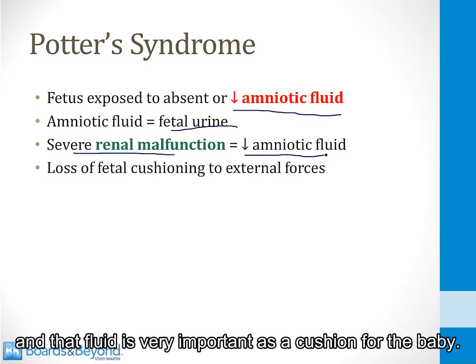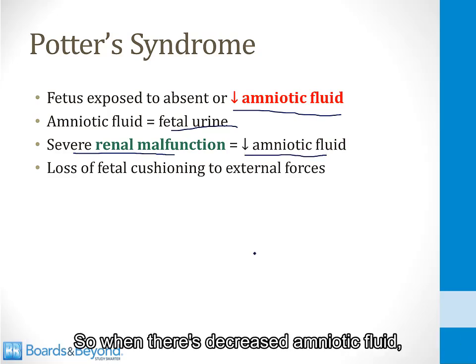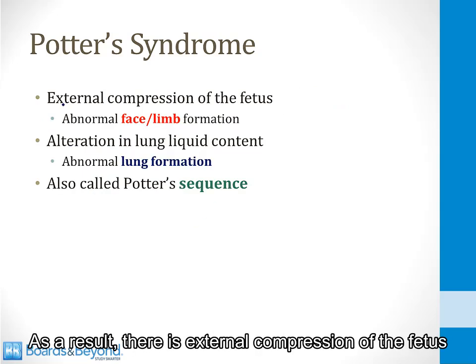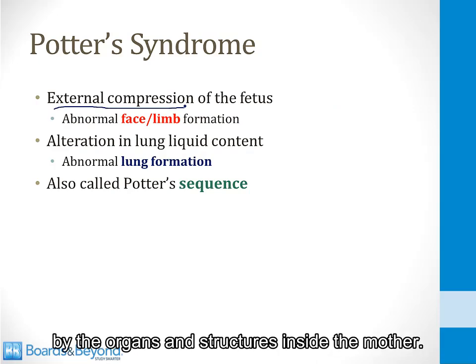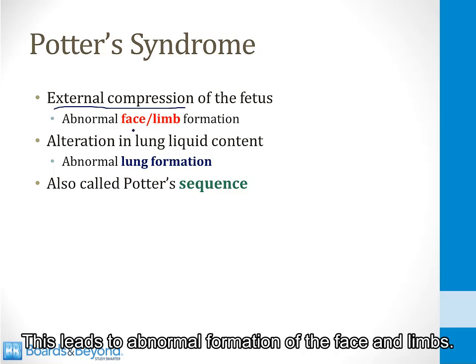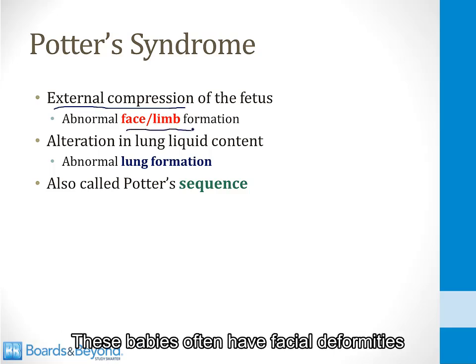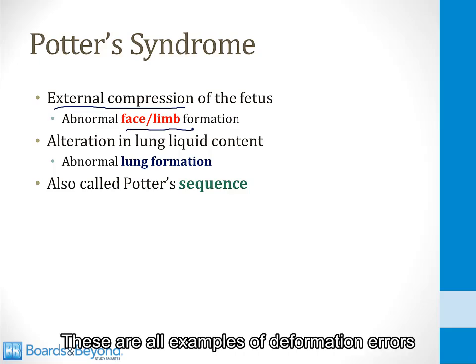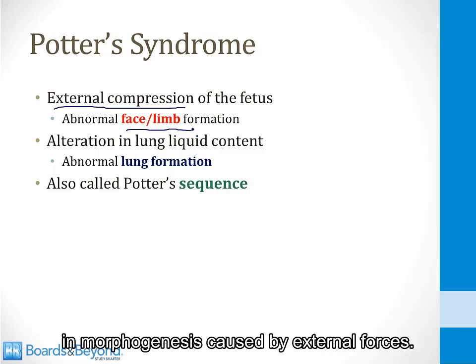And that fluid is very important as a cushion for the baby, so when there is decreased amniotic fluid, there's a loss of fetal cushioning to external forces in the womb. As a result, there is external compression of the fetus by the organs and structures inside the mother. This leads to abnormal formation of the face and limbs. These babies often have facial deformities and limb deformities. These are all examples of deformation errors in morphogenesis caused by external forces.